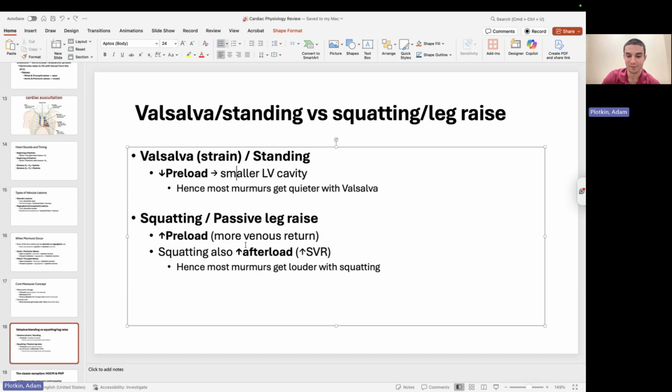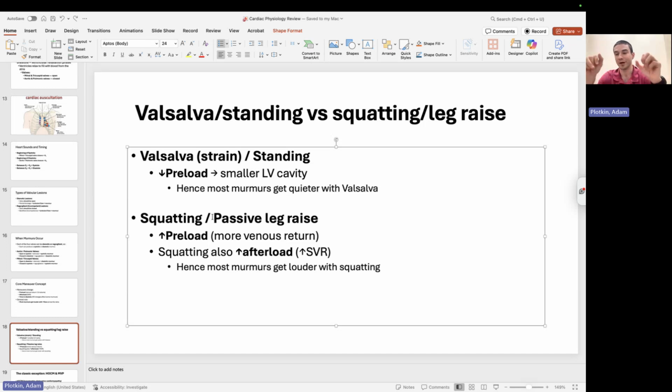And then squatting and passive leg raise, kind of the opposite. Squatting, basically, well, actually, passive leg raise is easier to talk about first. So passive leg raise, we're just lifting the legs up or putting the patient in Trendelenburg. It's increasing the amount of blood flow back to my IVC. We increase the preload to the right and left ventricle. If we increase the preload, more venous return, most of the murmurs get louder, right? Squatting, more or less the same thing. When I squat, it compresses some of my vessels and it increases the pressure, which pushes blood back to my heart, right? So increases preload.